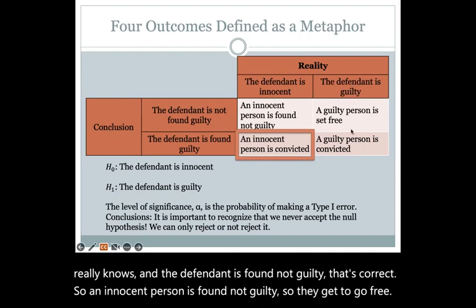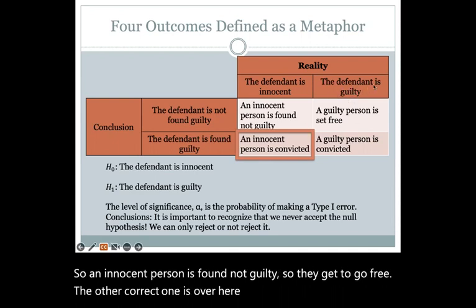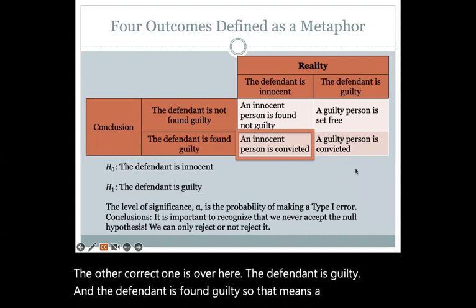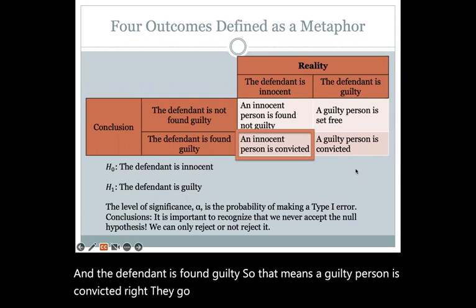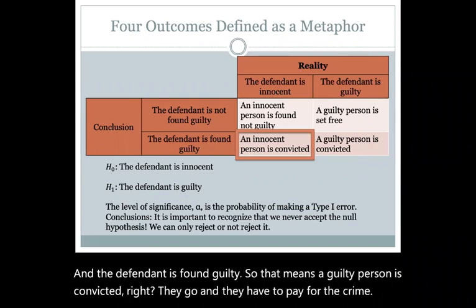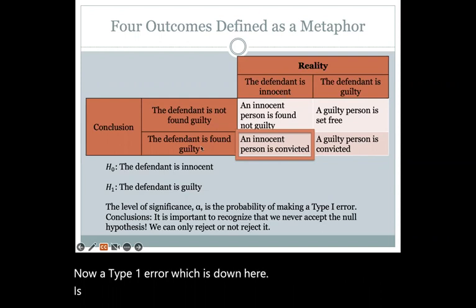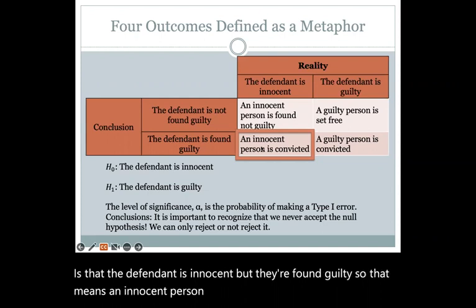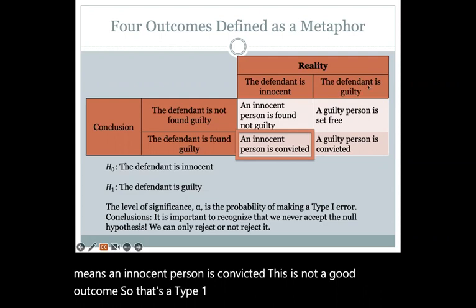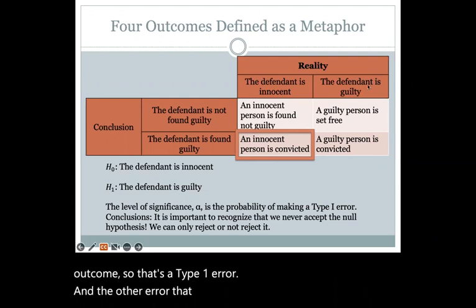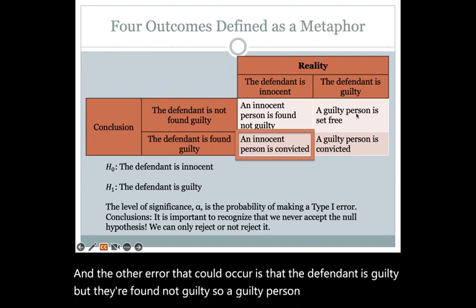The other correct one is over here. The defendant is guilty and the defendant is found guilty. So that means a guilty person is convicted, right? They go and they have to pay for the crime. Now, a type 1 error, which is down here, is that the defendant is innocent, but they're found guilty. So that means an innocent person is convicted. This is not a good outcome. So that's a type 1 error. And the other error that could occur is that the defendant is guilty, but they're found not guilty, so a guilty person is set free.